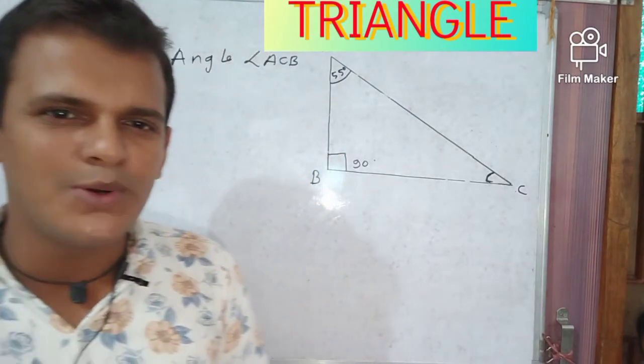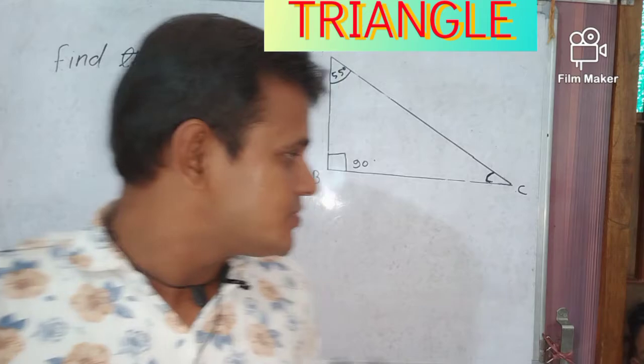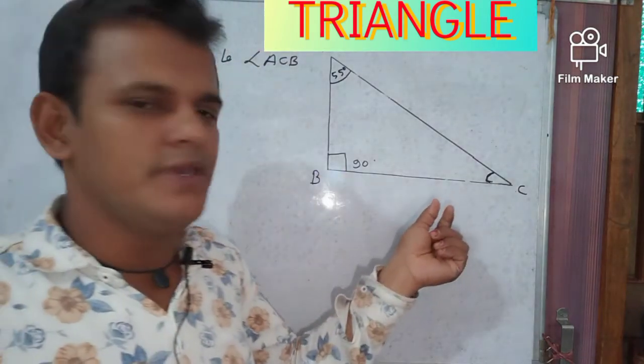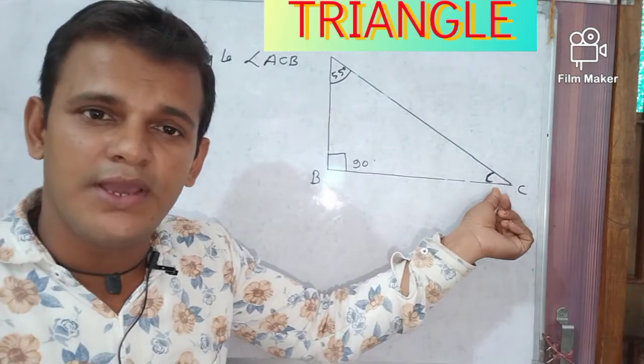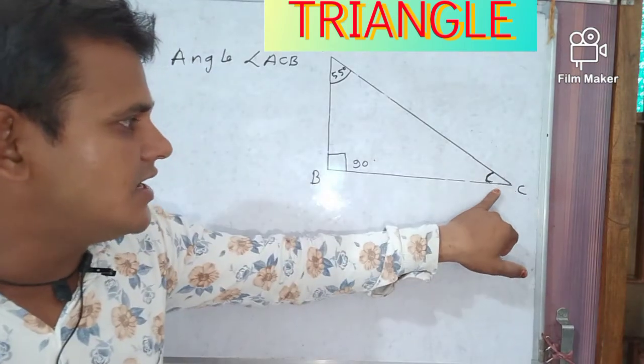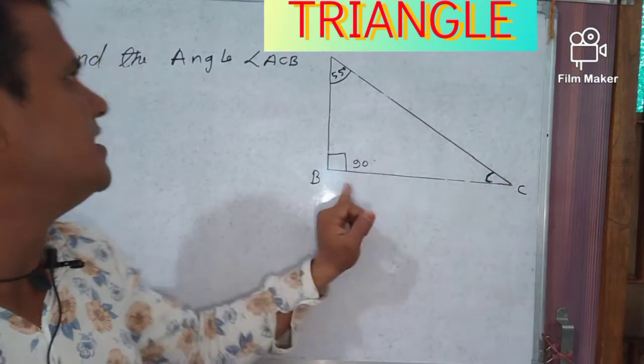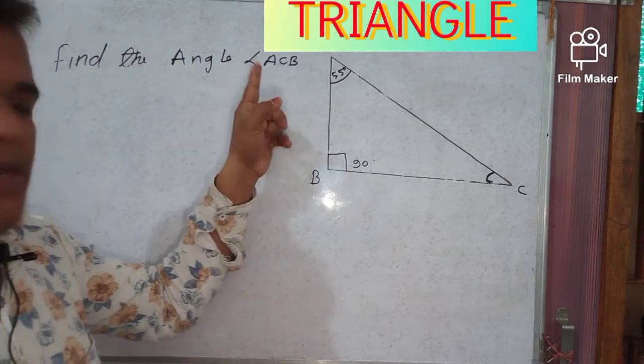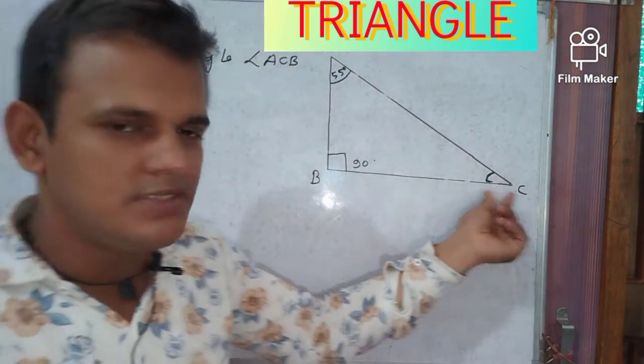The topic we are going to look at today is triangles. So see here, friends, find the angle ACB. It means this angle. This angle is unknown, ACB. Find the angle ACB. Angle ACB means this angle.